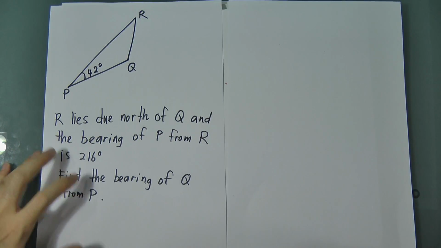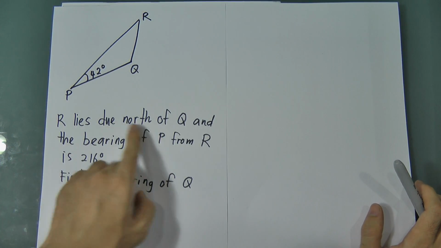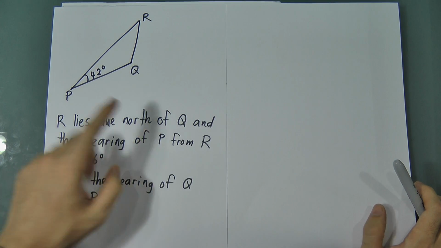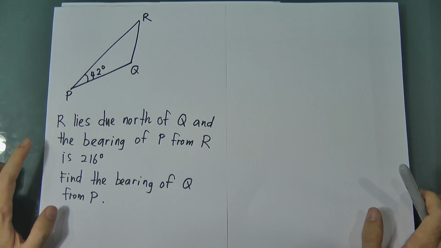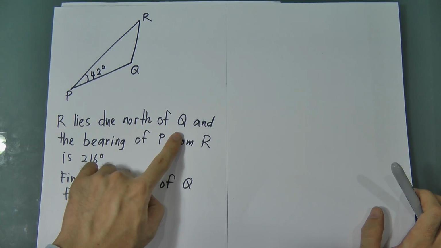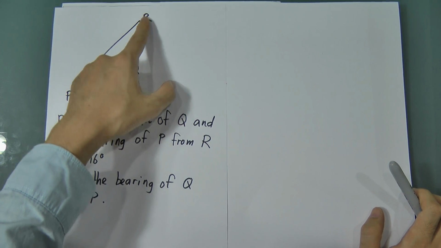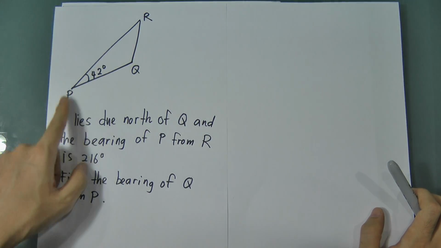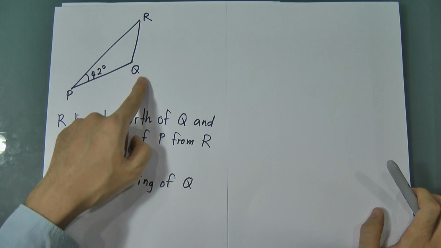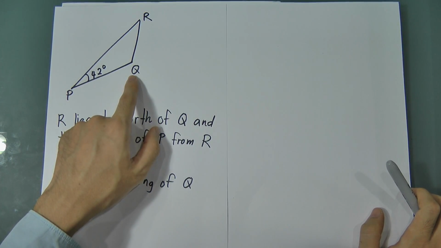Okay, for a question like this, he gives you this sentence you must understand. If you couldn't understand the first sentence, you couldn't solve this question. He said R lies due north of Q. That means if this is R, the position of R is due north of Q. So if this is position R, it will be due north of Q.